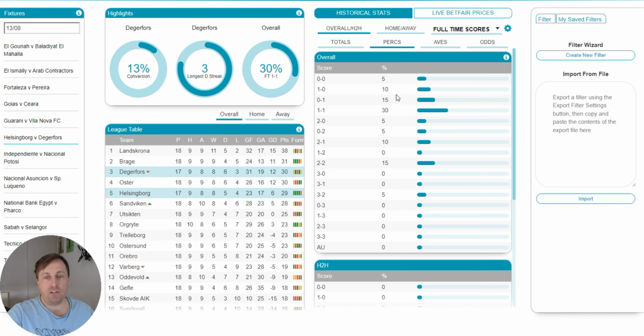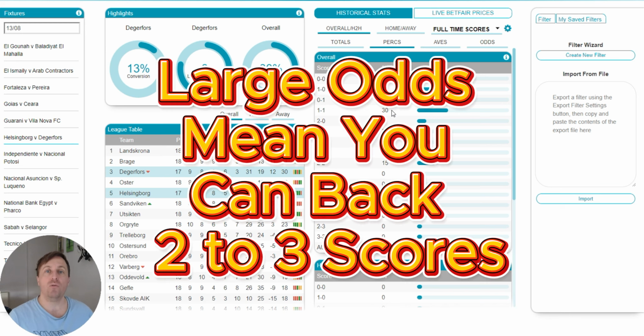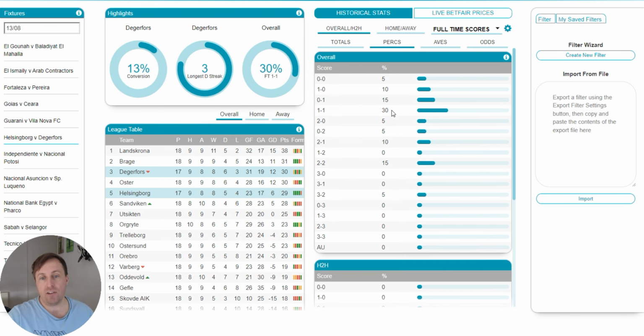Now, the other couple of scorelines that stand out here, 2-2 is actually pretty solid at 15%. So I might look here and go, okay, there's kind of three scorelines that stand out: 0-1, 2-2, and 1-1. Now, you might think, well, just back all three then. And the nice thing with the correct score market is that if you do take on all three scorelines, you will get good odds still. Okay, so the odds are going to be pretty high.